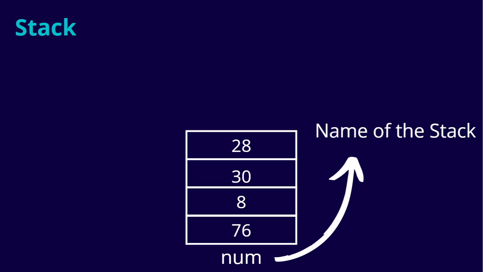So here is an example with three numbers: 28, 38 and 76. The name of the stack is num, as given, and we can take only 28, and we can add any number above the 28. So this is the basic idea behind this.